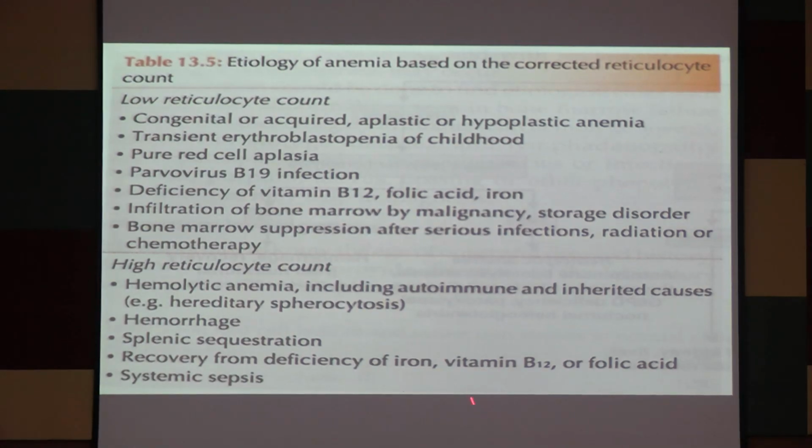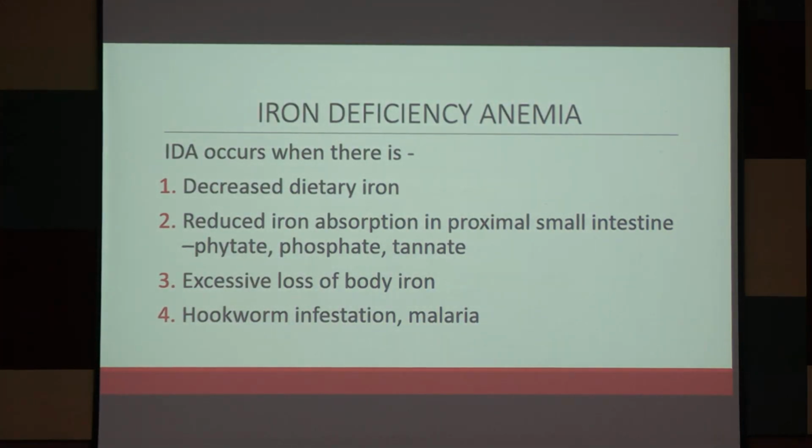Recovery from deficiency of iron, vitamin B12 or folic acid, and systemic sepsis. Now we will briefly learn about iron deficiency anemia. This is the easiest anemia to learn about. What is iron deficiency anemia? Iron deficiency anemia is that anemia which occurs because of deficiency of iron.